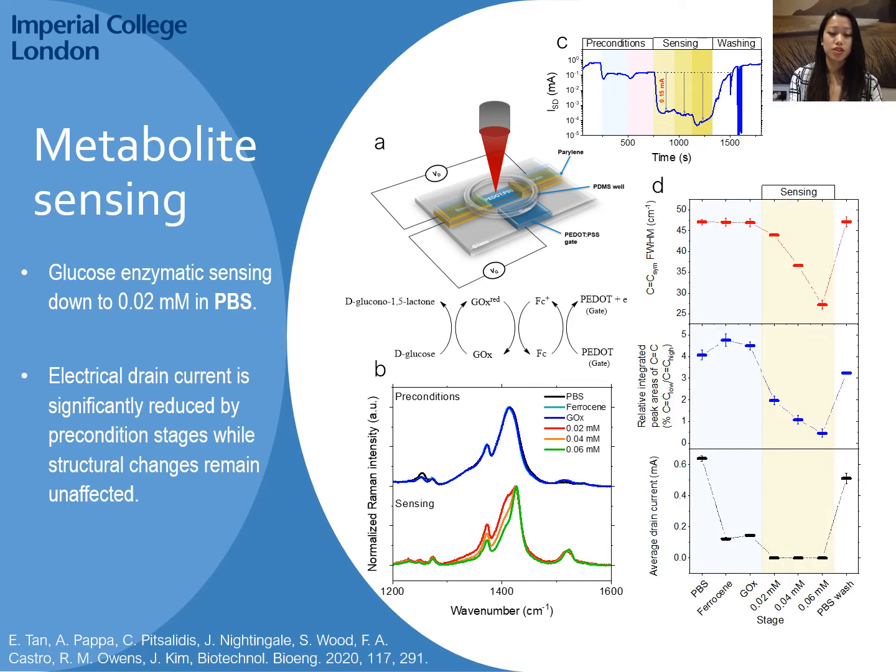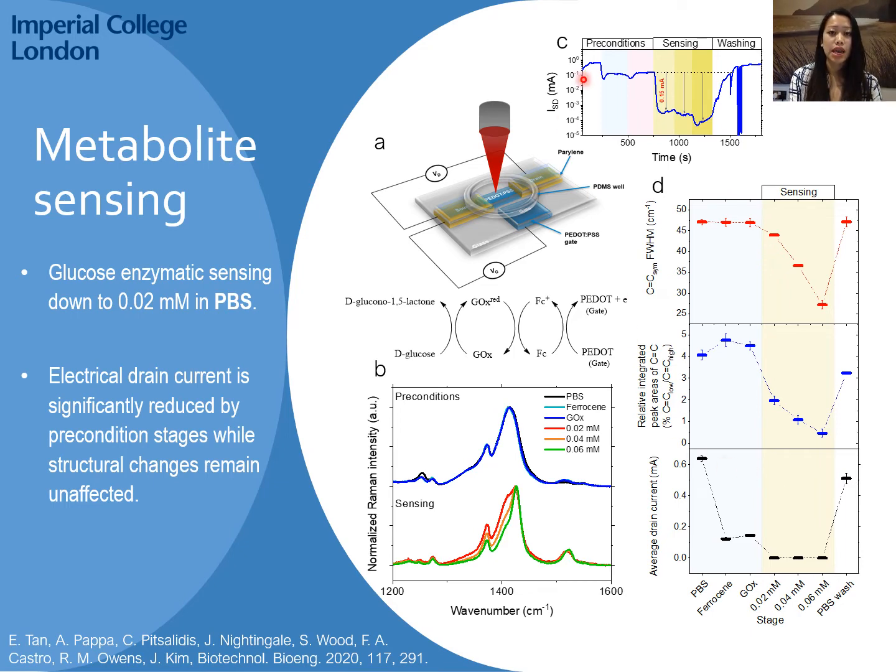So moving on to comparing the two probes against each other, we can see that the electrical current is actually significantly reduced by the preconditioned stages, where other components such as ferrocene affect the current. On the other hand, the spectral changes are fairly stable, or they produce opposite signatures to the glucose sensing regime, where PEDOT:PSS is further dedoped by the glucose addition.